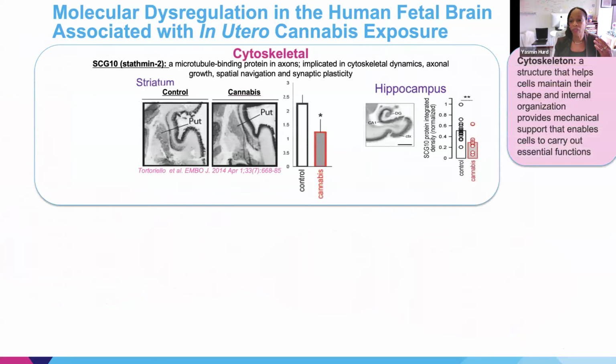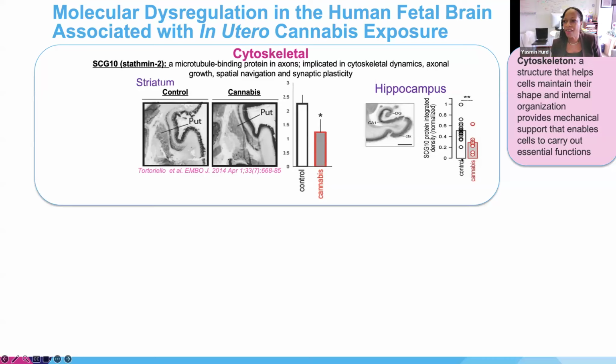I'm going to focus on in utero, and later on we'll go to adolescence, just to show that we can see significant changes in relation to cannabis exposure. So for example, with in utero exposure to cannabis, we can see changes in the expression of proteins and genes that are really important to the cytoskeleton, the structure of the brain, you could say, and to synaptic plasticity.